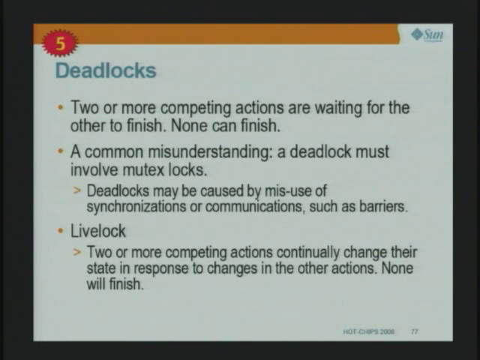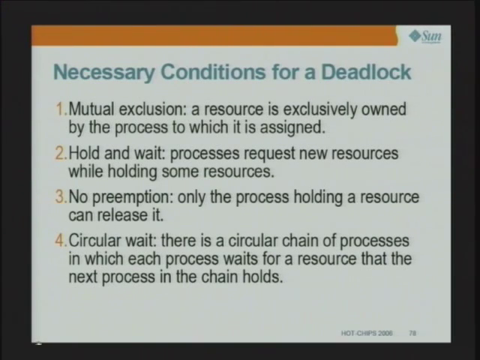OK, so the fifth challenge is deadlock. A deadlock happens when two or more competing actions are waiting for the other to finish, and no one can proceed. A common misunderstanding is that deadlocks must involve locks. This is not true. Deadlocks can be caused by incorrect use of synchronization, like barriers. Another phenomenon similar to deadlock is livelock. It's just like two people in a corridor trying to give way to the other. They keep changing positions, but no one can proceed. This is like a classical textbook slide, giving you the four conditions for a deadlock.